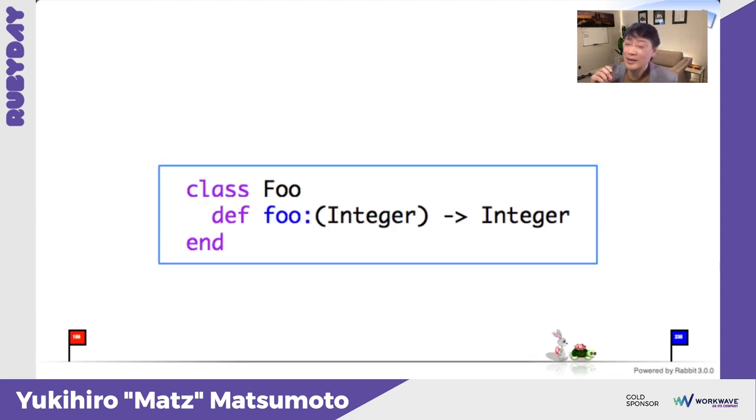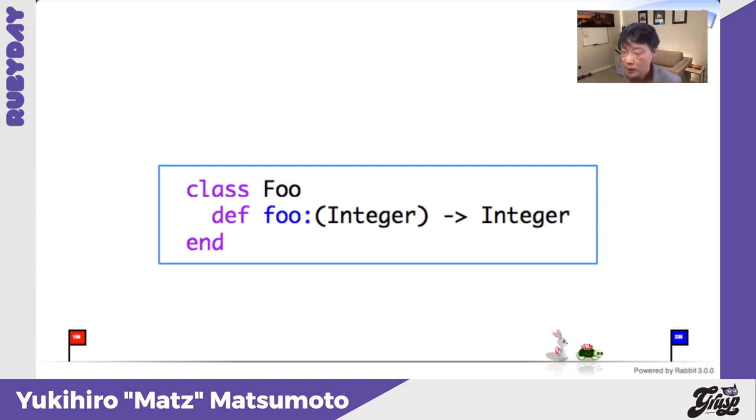TypeProf does similar things, infers similar things. So if TypeProf reads this Ruby program, it generates this RBS. You can generate at least a prototype of the Ruby signature of your application using TypeProf.